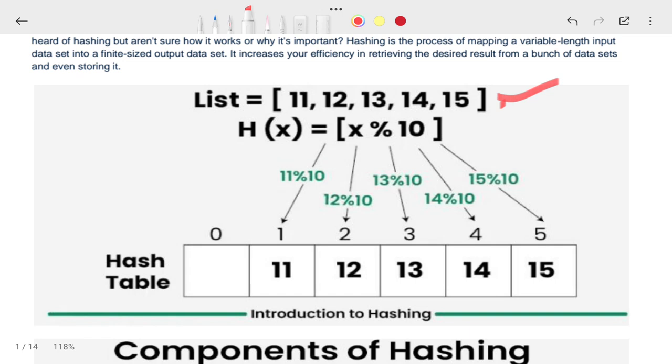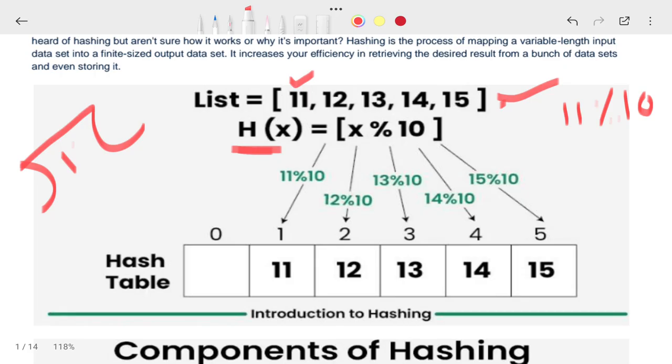Now your hash: this data 11, you will divide by 10. What is the remainder? If 11 is divided by 10, what is the remainder? Remainder means, what is the meaning of this? 11 divided by 10, 10 ones are 10, so the remainder is 1. So at index 1, I will place 11.